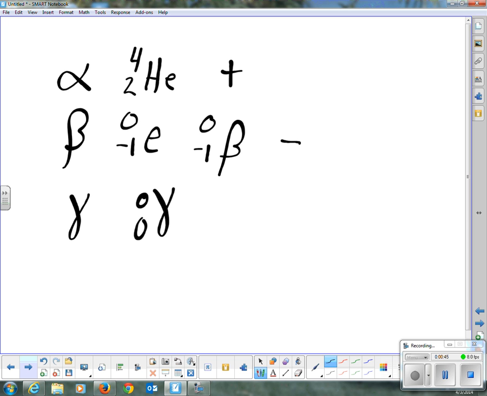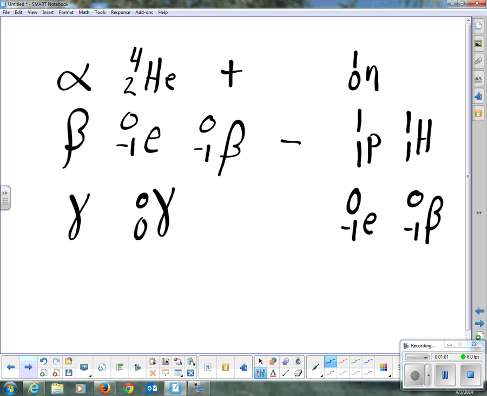Also, you do need to know a neutron, which is 1, 0, N, a proton, which is 1, 1, P, or 1, 1, H. You do need to know a positron, which is 0, -1 E, or 0, -1 B as a positron.